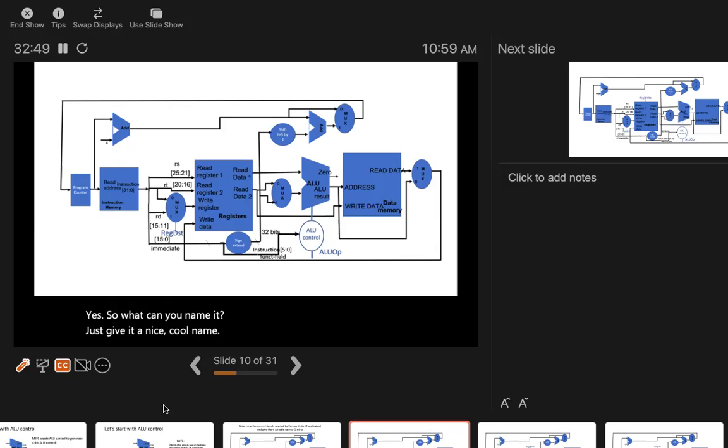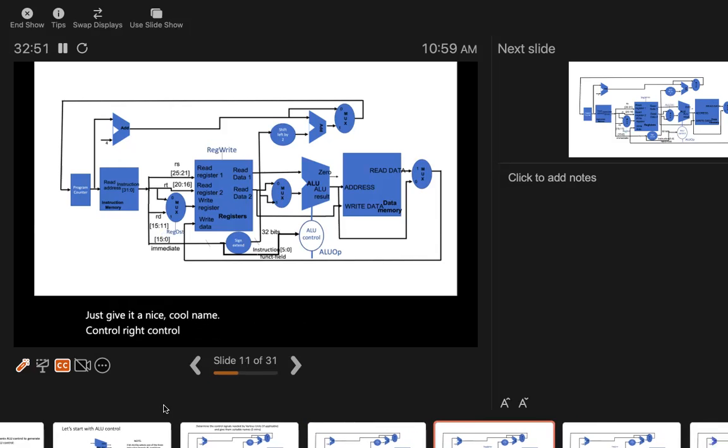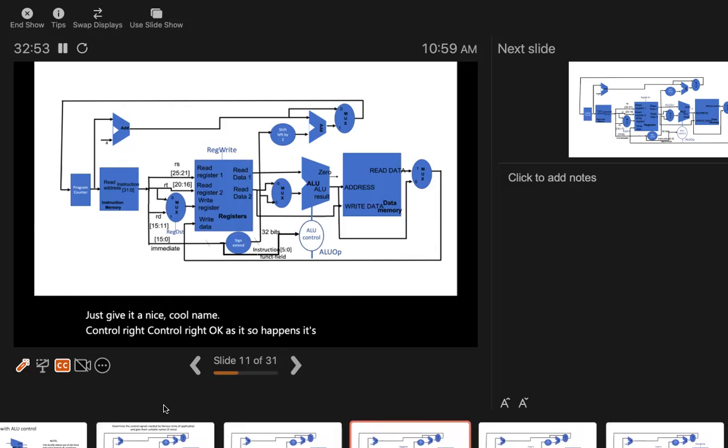Control write. Okay. As it so happens, it's called RegWrite. So the RegWrite signal controls whether to write to the register or not. If RegWrite is active, whatever write data is presented here will be allowed to be written to the register file. If it is not active, then this line doesn't make any sense. It is blocked.